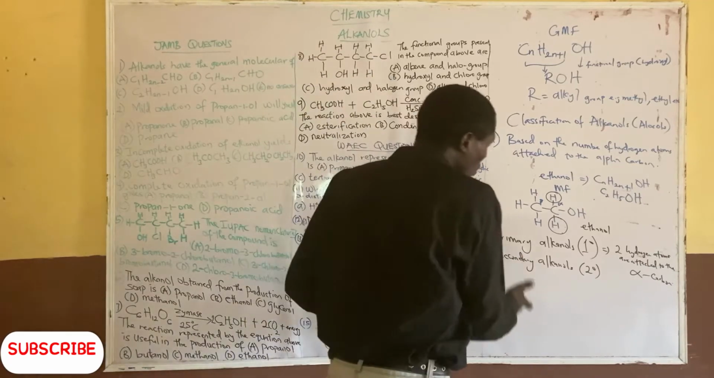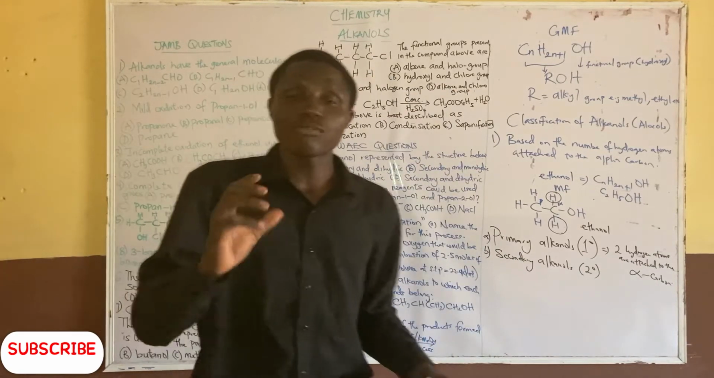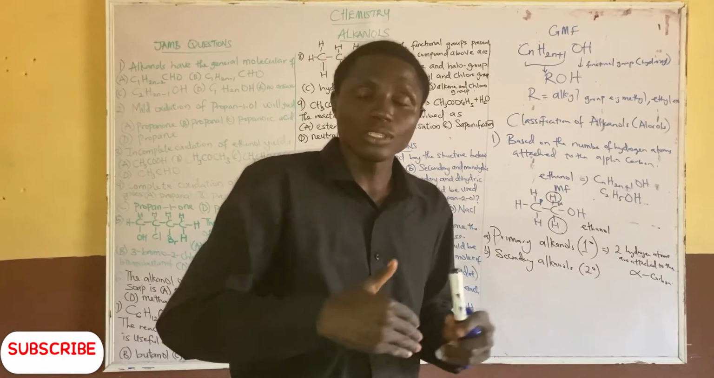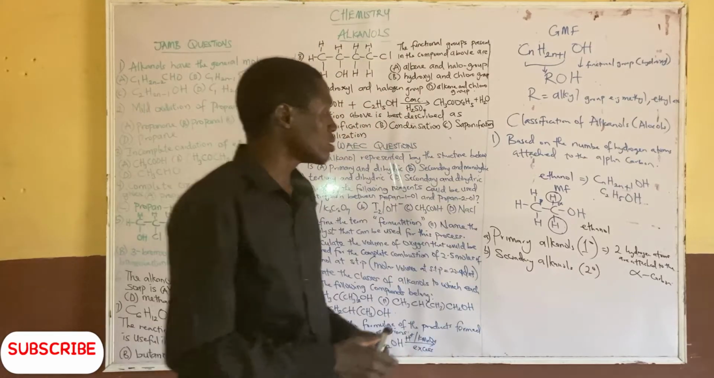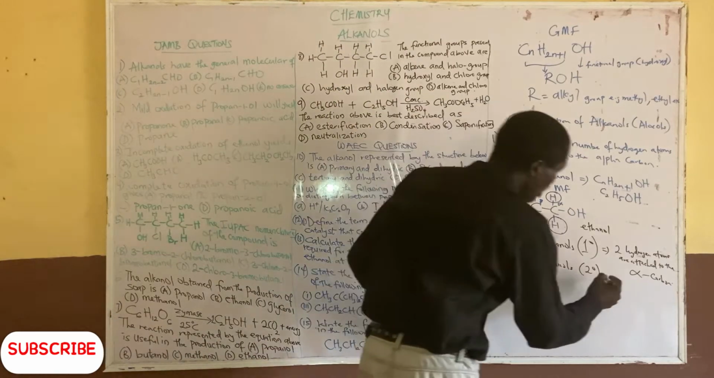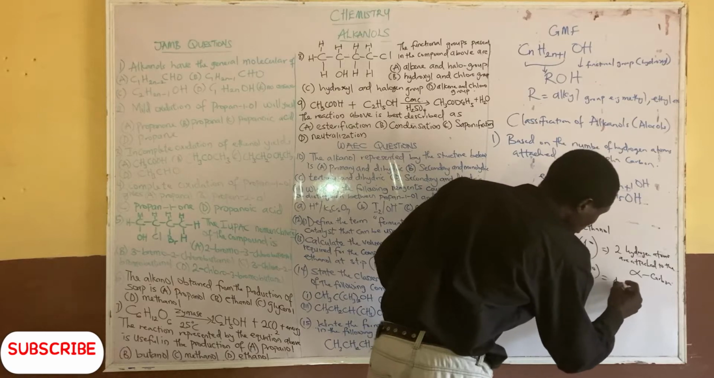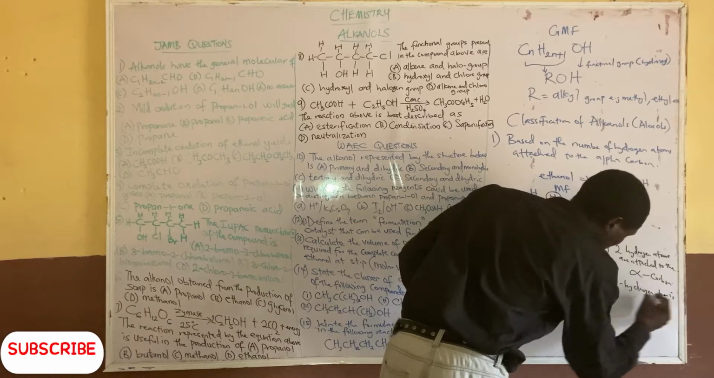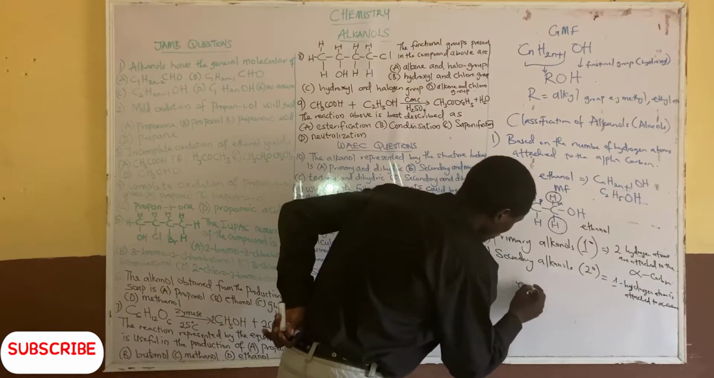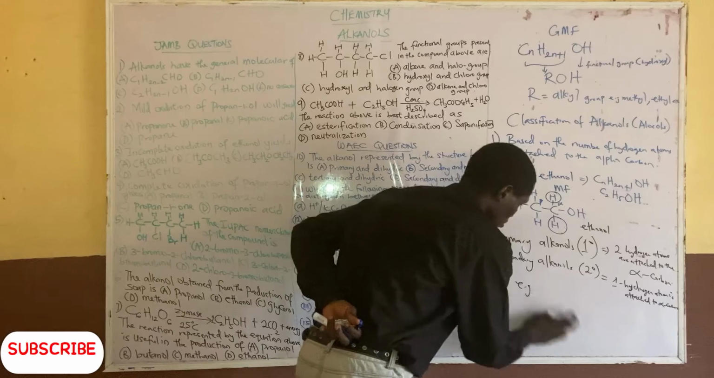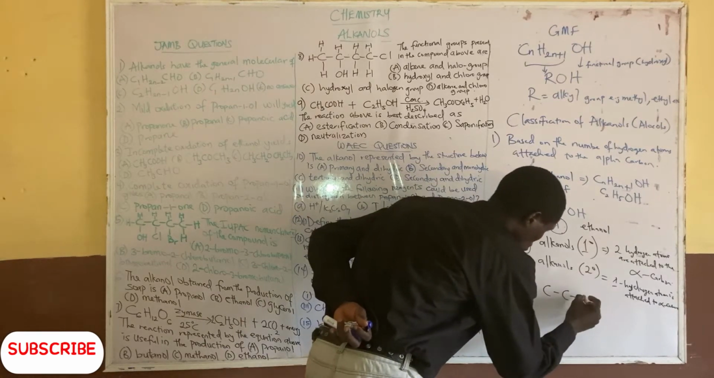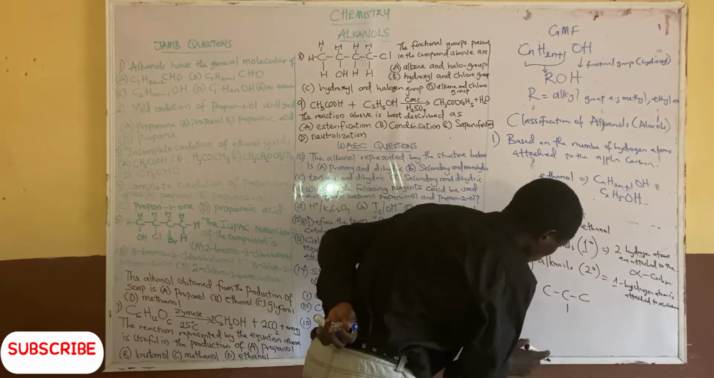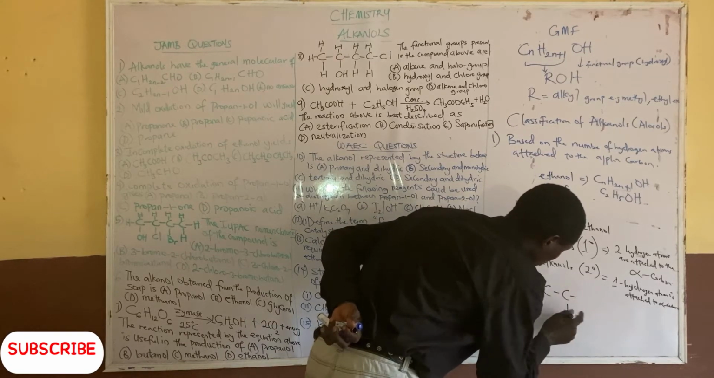While secondary alcohol undergo oxidation to form alkanone. So that's one of the differences between primary alcohol and secondary alcohol. But let's go into secondary alcohol. When you have secondary alcohol, when one hydrogen atom is attached to the alpha carbon, e.g. propan-2-ol. When you talk about propan-2-ol, how do you write propan-2-ol?